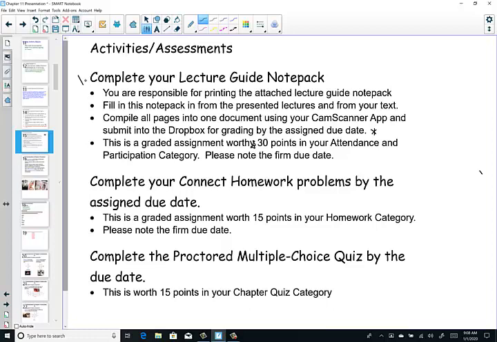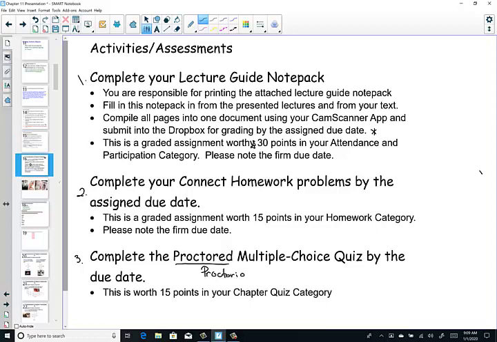The second assignment is to complete your Connect homework, which is on the McGraw-Hill Connect site, by the assigned due date. They are 15 points in your homework category. And of course, the third for each chapter is to complete your proctored multiple choice quiz by the due date. That again is worth 15 points in the chapter quiz category. When I say proctored, remember our proctoring service is proctorial, and you need to learn more about that by either reading the syllabus or course information module.